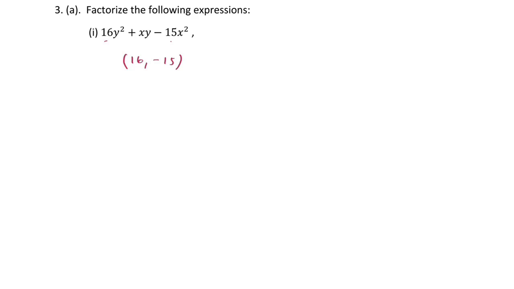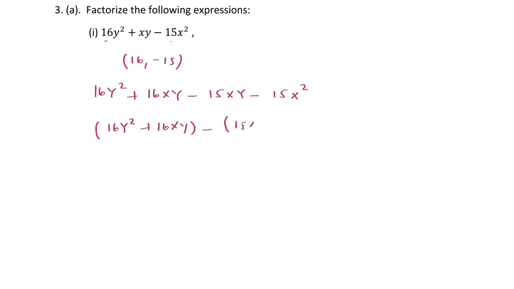Then our expression is going to be 16y squared plus 16xy minus 15xy minus 15x squared. Okay, so next let us separate the terms. Then our expression is going to be in brackets 16y squared plus 16xy, minus, 15xy plus 15x squared.